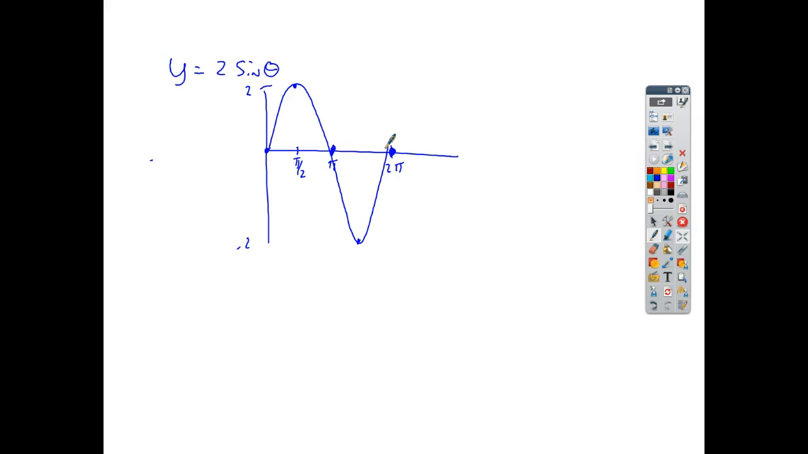amplitude is 2. Now, a little note on amplitude. People struggle with this. Amplitude is the distance from the top to the midpoint, or the bottom to the midpoint. It is not from the top to the bottom.